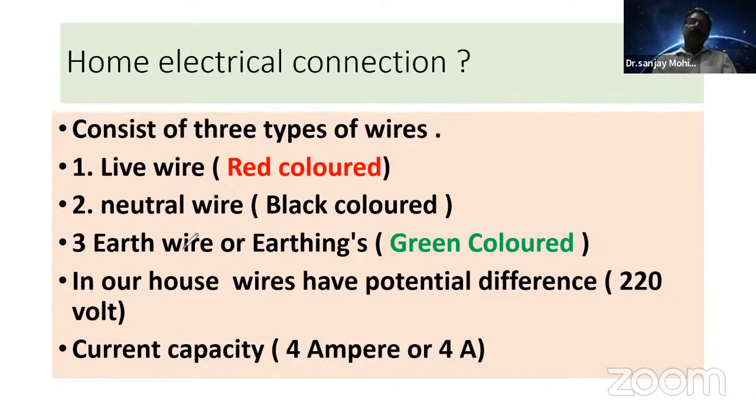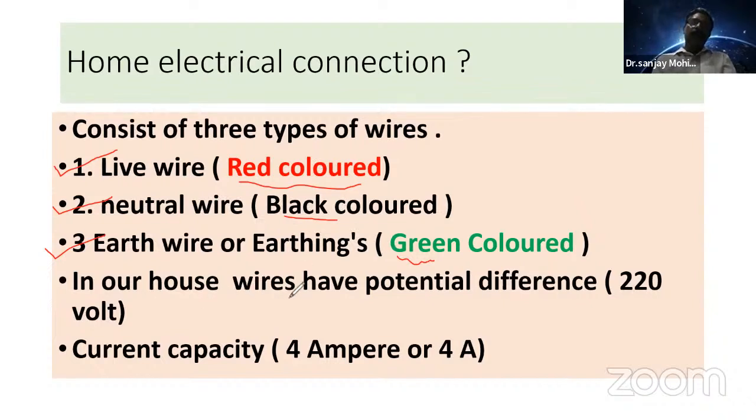Basically, a 3-pin plug contains one live wire, one neutral wire, and another called the earth wire. Standard colors are used for these wires. Live wire is red in color, neutral wire is black, and earth wire is considered to be green. These norms should be followed, though sometimes they are not, but these are the standard norms. Live wire should always be red, neutral wire black, and earthing wire green.